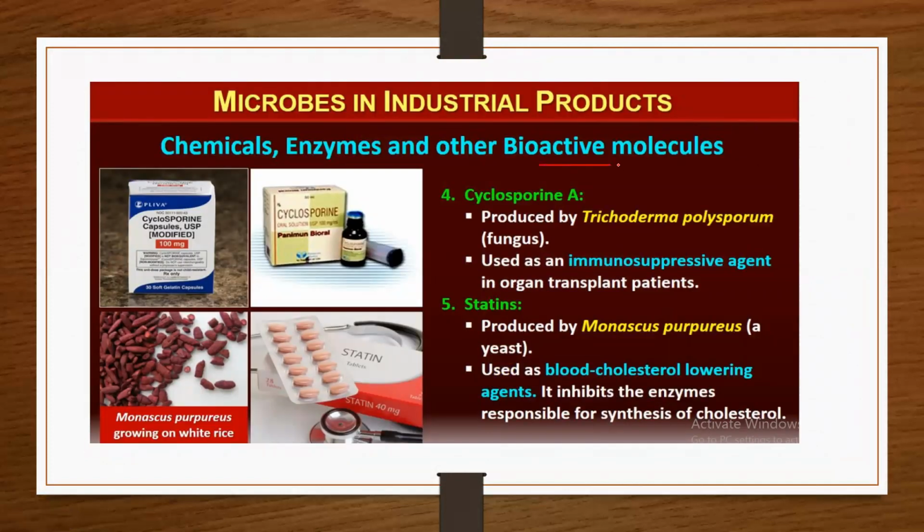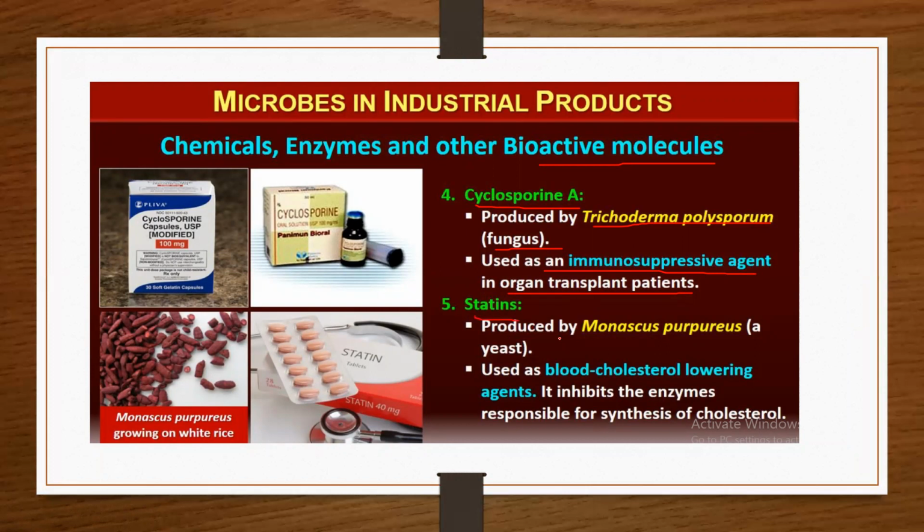Now, let's talk about bioactive molecules. There are two bioactive molecules, cyclosporin A and statins. Cyclosporin A is produced by Trichoderma polysporum, which is a fungus, and it's used as an immunosuppressive agent in organ transplant patients. Patients who have had an organ transplant have to take immunosuppressive medicines continuously, for life, because they have taken an organ from some other organism, and our body recognizes that as an antigen and starts killing it. So we have to suppress it.